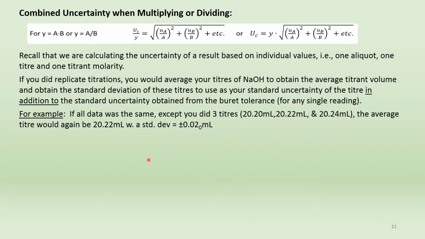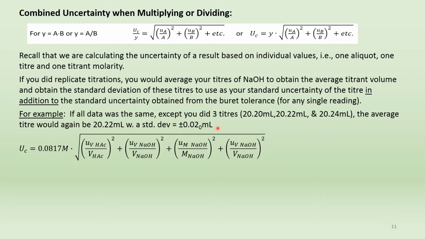Let me illustrate. Let's say all the data was the same as before, except now you did 3 titers, and these were the volumes. The average will keep the same, 20.22 mls, but now we have a standard deviation on our titer, 0.02 mls. To calculate the combined absolute uncertainty of the acetic acid solution, we'd multiply the molarity of the acetic acid solution times the root of the sum of the squares of the relative uncertainties of each term. And the first 3 are the same as before.